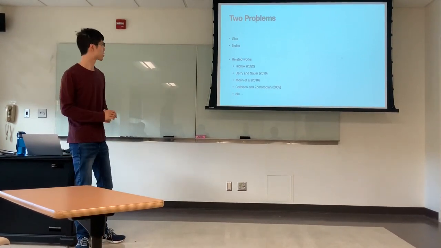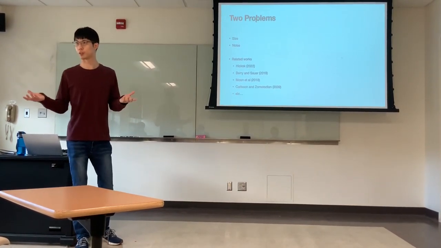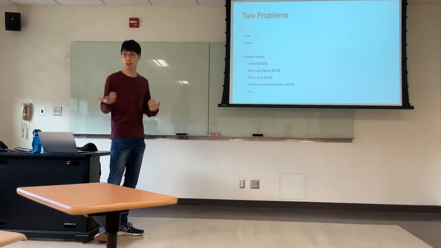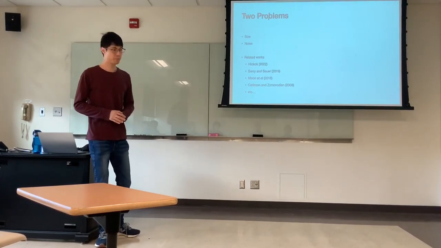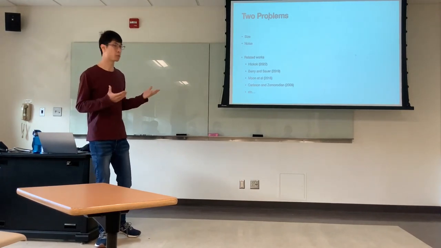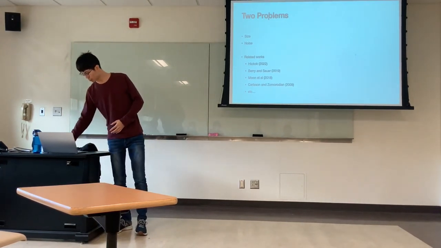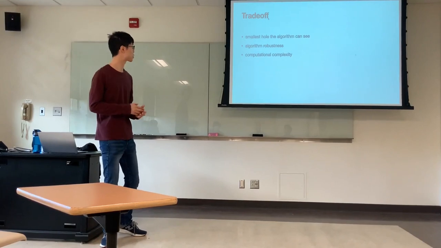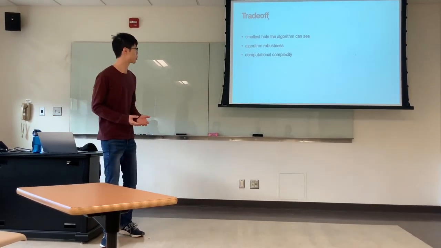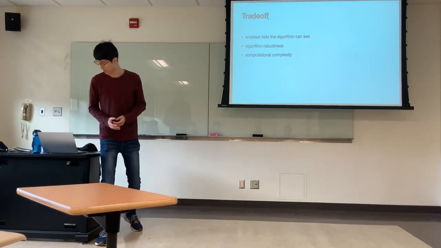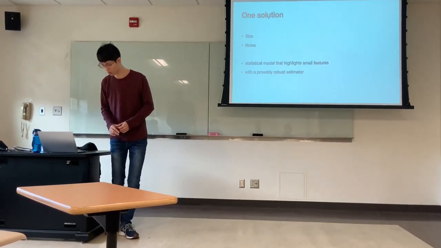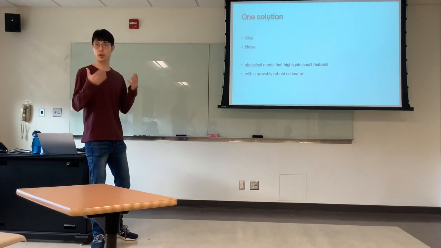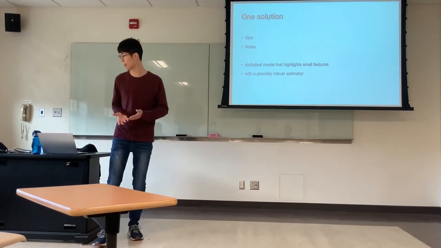So these two problems are well-known problems, and many people have tried to solve them in different ways. It goes all the way back to Carlsson and Zomorodian back in 2009, and the latest work besides mine is Hickok from UCLA. I will not go into details of what people did individually, but the idea is that different people have different trade-offs between the smallest hole the algorithm can see, how much noise your algorithm can tolerate, and also how much computational power you have. And I will show you my own trade-off of the problem, and I'll give you a statistical model that highlights small features and a way to estimate these features in a robust manner.